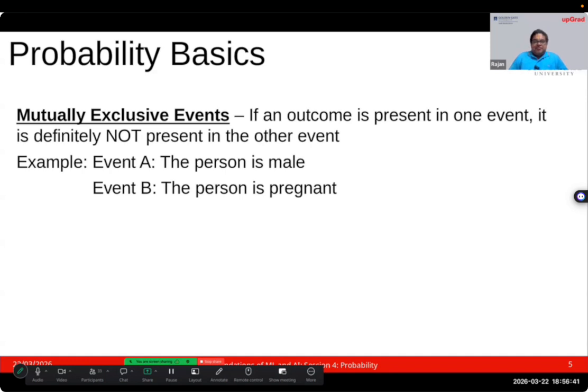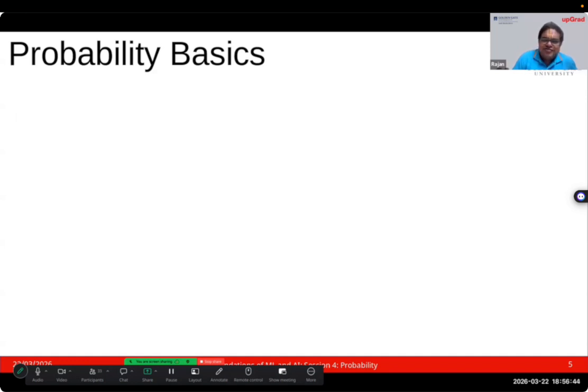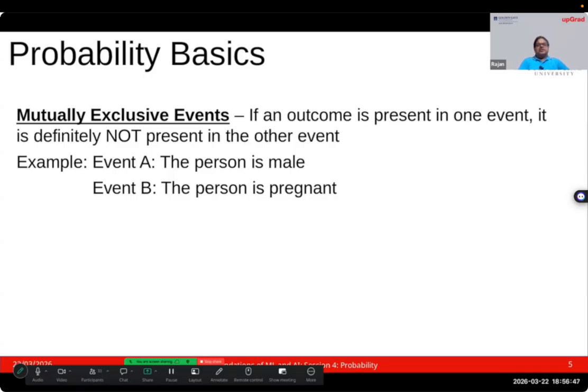Now we are going to define some very special events. This is in terms of when we have 2 or more events, more than 1 event. We define events called mutually exclusive events. What does it mean? It means that if an outcome is present in one event, it is guaranteed to be not present in the other event. If you say 2 events are mutually exclusive, if an outcome is present in one, it is not present in the other, and vice versa.